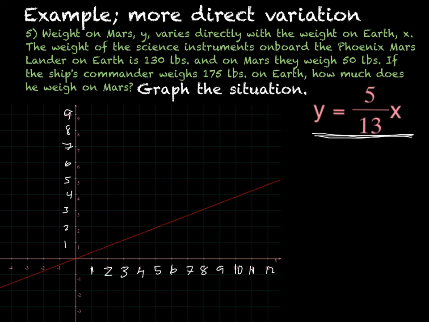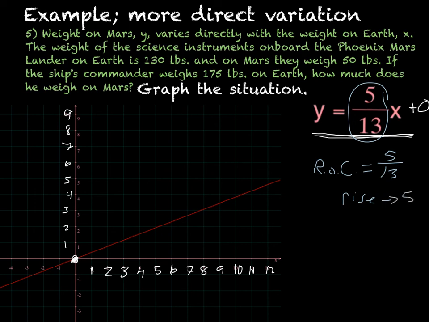Now when I'm graphing this, because we have nothing left over, and because it's direct variation, we're always going to start at 0, 0, and then our line's going to go through that point. So if we remember, our rate of change is going to be the 5 over 13. Okay, so that means my rise is 5. So I'm going to go up 5. 1, 2, 3, 4, 5. And then I'm going to go over 13. So my run is 13. So 1, 2, 3, 4, 5, 6, 7, 8, 9, 10, 11, 12, 13.